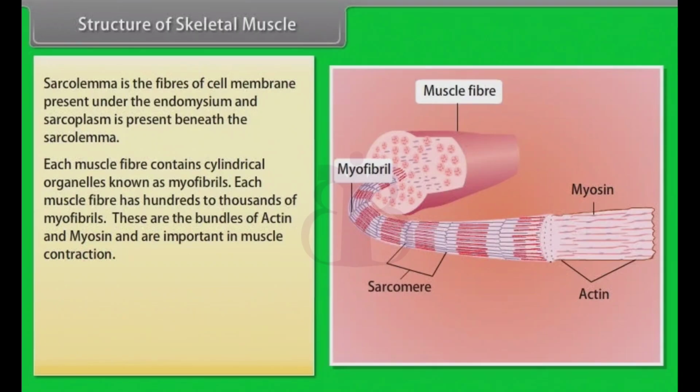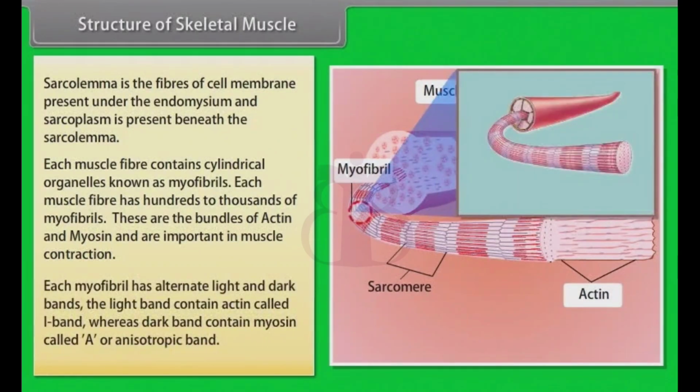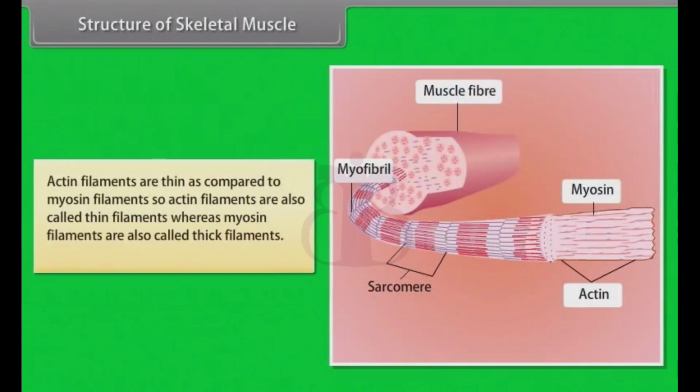These are the bundles of actin and myosin and are important in muscle contraction. Each myofibril has alternate light and dark bands. The light bands contain actin, called I band, whereas the dark band contains myosin, called A or anisotropic band. Actin filaments are thin as compared to myosin filaments, so actin filaments are also called thin filaments, whereas myosin filaments are also called thick filaments.